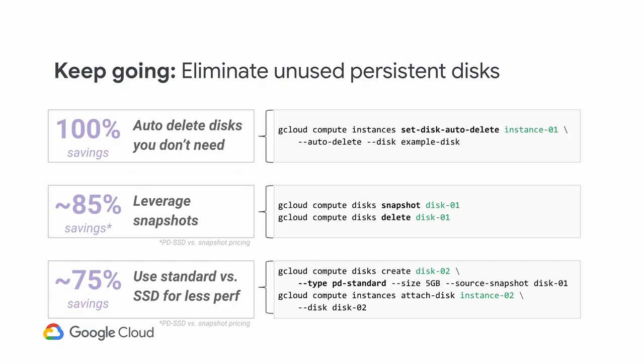So one tactical thing you can do here is when you're creating your disk or your instance or attaching the disk to an instance, you can set a flag to have it auto-delete. And so when the instance is deleted, the persistent disks that you've marked this flag on will also get deleted. So it's a great way to prevent this orphaning problem that could be happening.